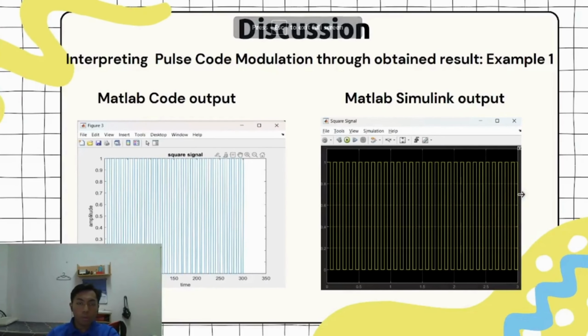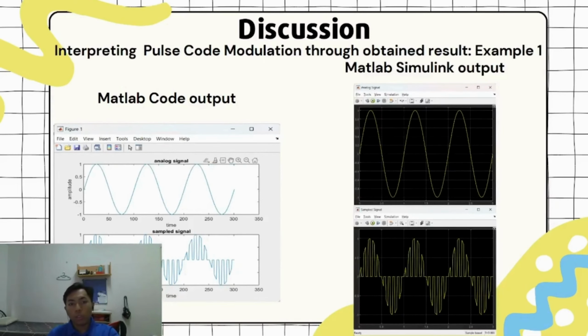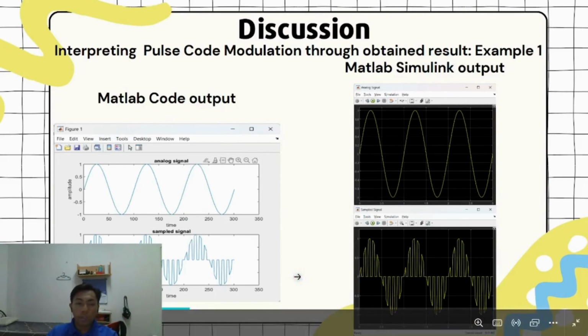Okay, now I will be presenting the discussion section of the assignment, pulse modulation through the obtained result. For example 1, you can see that the input and output and the simulated output are the same for the square signal. For the pulse modulation, the square signal will be combined with the analog signal to generate the sample signal. As you can see, for both the analog signal and the sample signal, the comparison is the same with the MATLAB simulator, and the input and the simulated output are the same. It is almost identical.